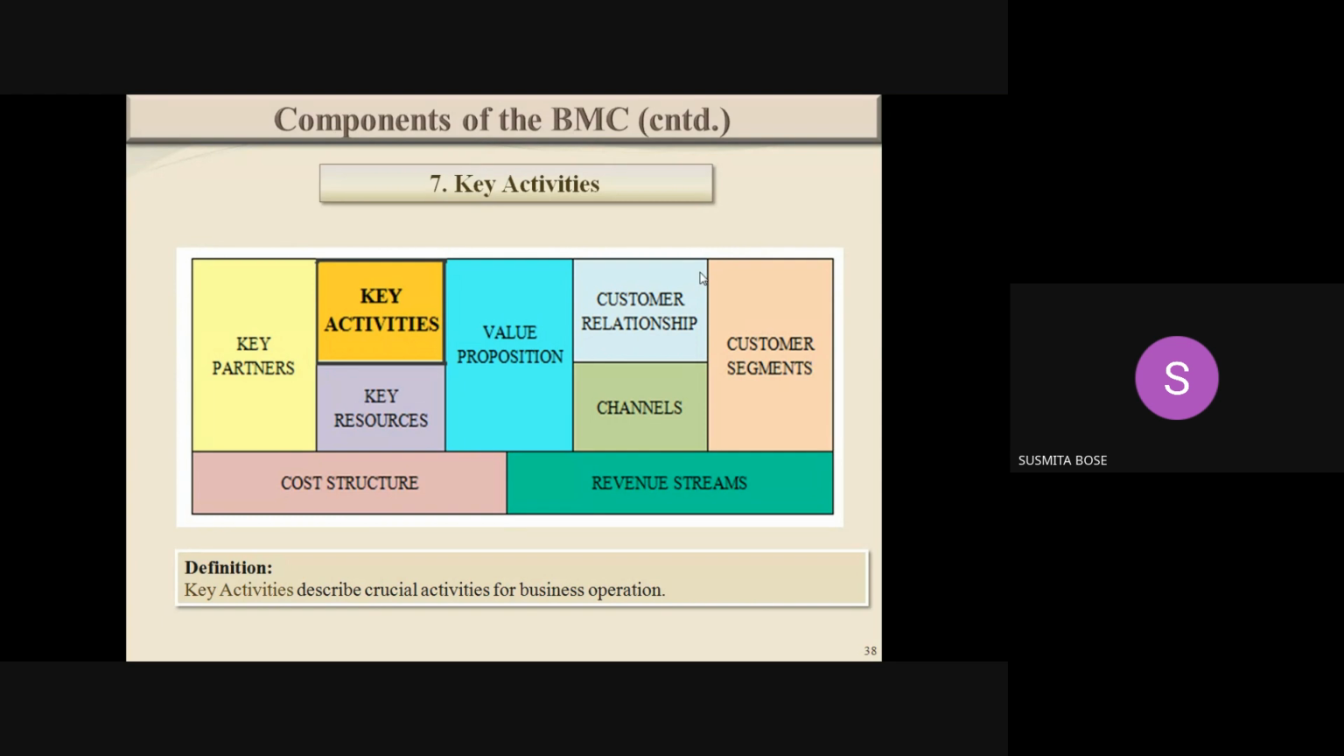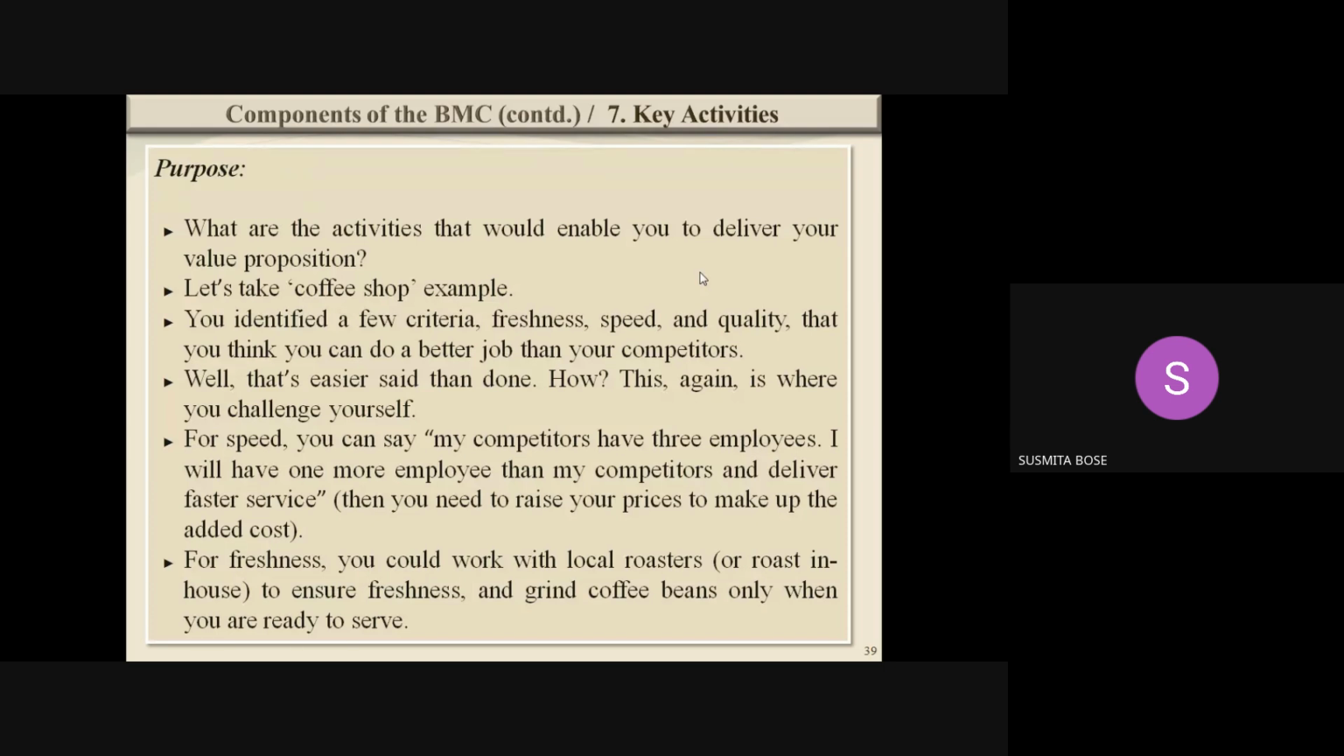Key activities describe crucial activities for business operation. Whatever activities are happening in the business to launch the product, to take the product to the customer, these are all key activities. So the purpose of this segment is: what are the activities that would enable you to deliver your value proposition?